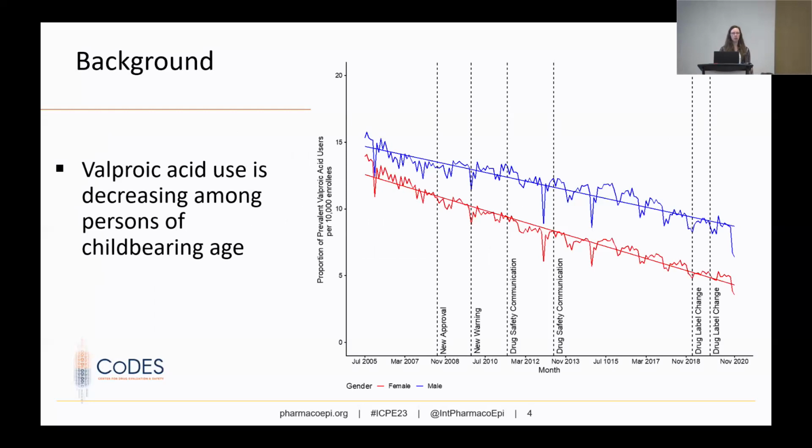So one thing our group has done in women of childbearing age, or sorry, persons of childbearing age in the US, is look at valproic acid use across the timeline. Here I'm showing 2005 to 2020. The vertical lines show the different label changes and drug safety communications that the FDA put out. You can see that both in males and females, there's a decreasing trend in valproic acid use. It's slightly sharper in the females, but the males seem to also be decreasing.